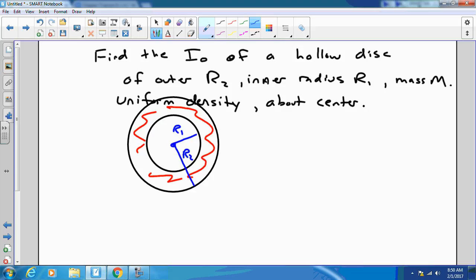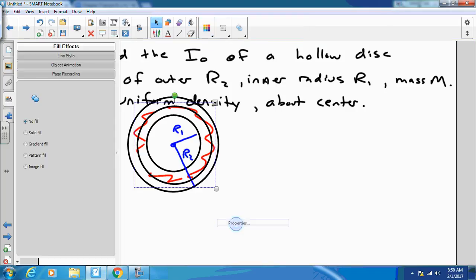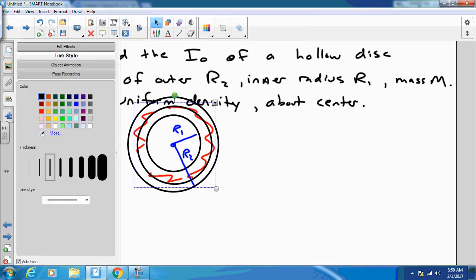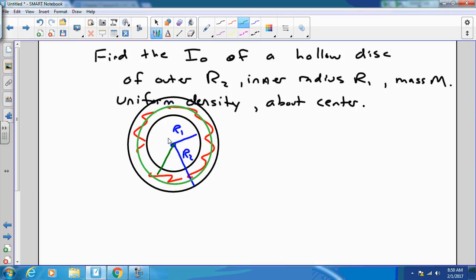So let's go ahead and construct our moment of inertia using the same logic that we did before. We're going to start by identifying the set of all points that is at a constant distance from the origin. And here's our set of points like this. And let me do it in a different color so that it's spiffy. Green. And we'll make this at a distance of r.